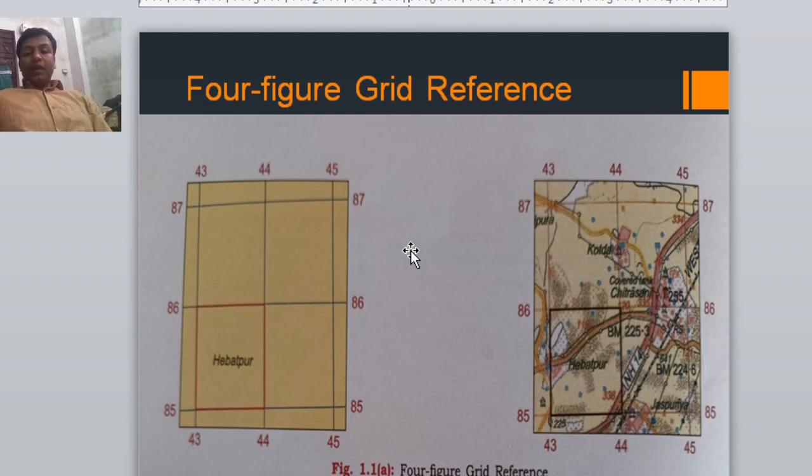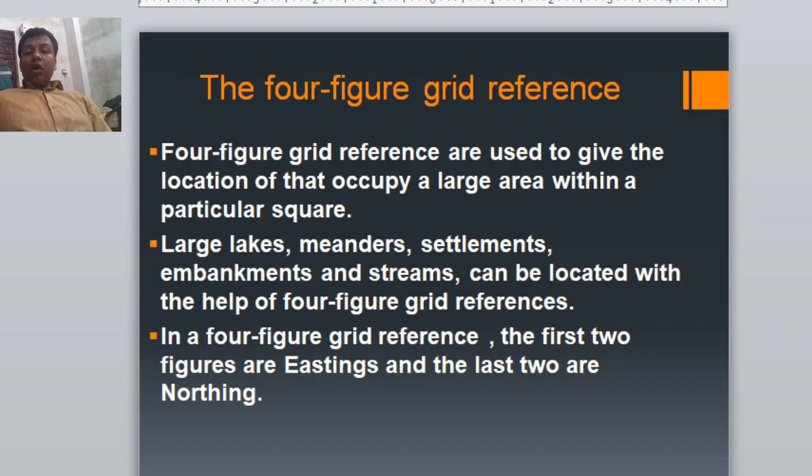First, four-figure grid reference. As you see in this black rectangular frame, we have another. This is the open source to read, and this is a topographical map. So when you read this 43 86, like that, this is a four-figure grid reference. So how can we read it?